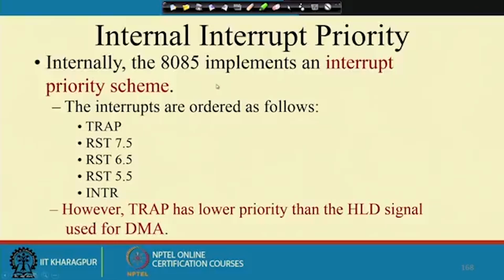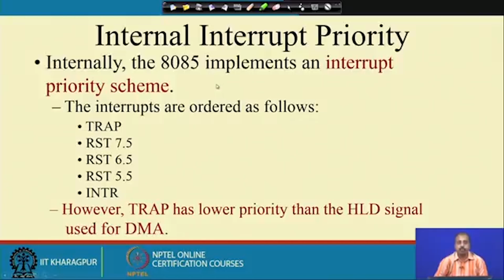So, if you look into the internal priorities of these interrupts, the trap has got the highest priority, followed by RST 7.5, RST 6.5, RST 5.5, INTR. Okay. So, this is the order. However, trap has lower priority than the hold signal used for DMA. So, we will come to that.